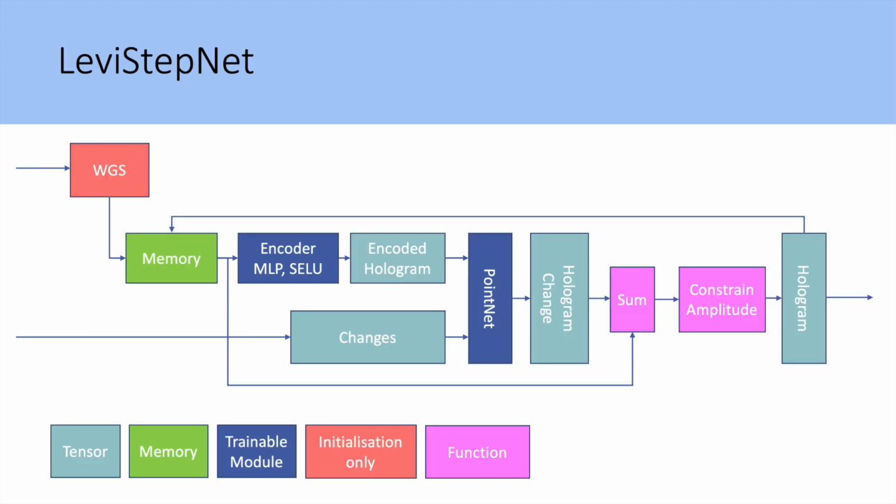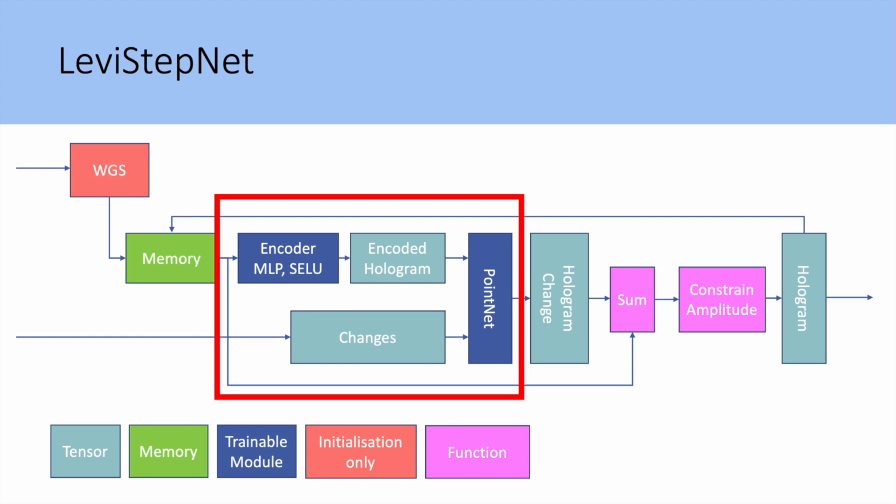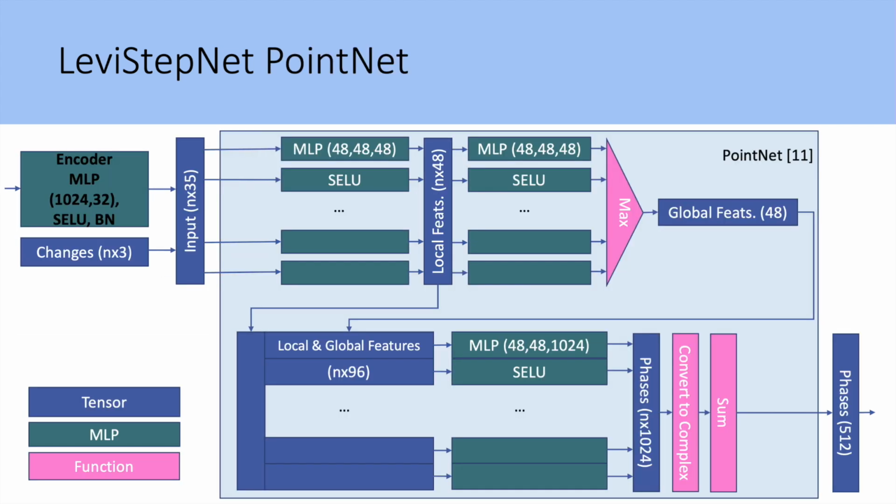For all existing methods, when a particle is moved, an entirely new solution needs to be generated. LeviStepNet is a machine learning network which, instead of doing this, learns to update phases to move particles in the desired direction. We start with WGS, and this is only done on the initialization step. Previous phases are passed through a simple neural network in order to reduce the number of features that need to be processed by the rest of the network.